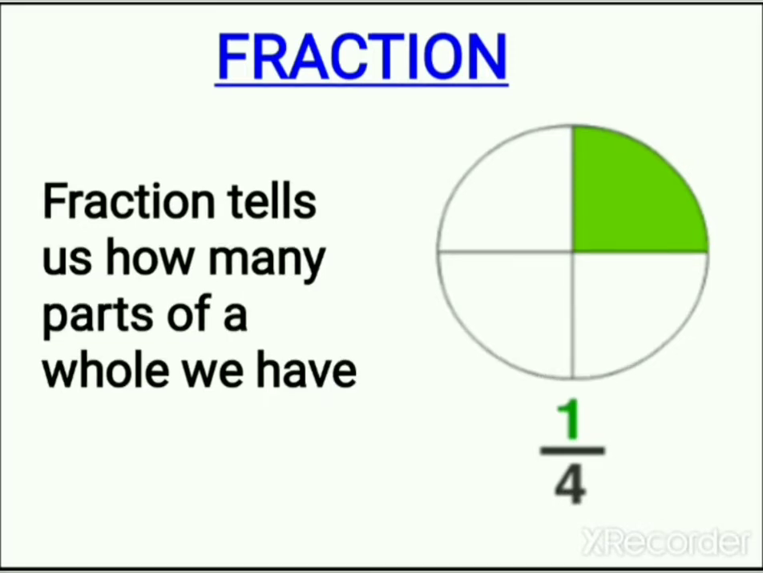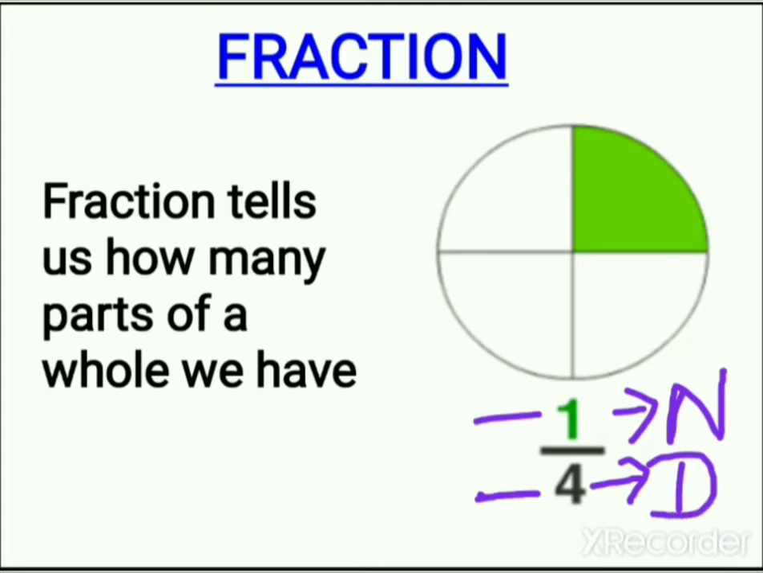What is a fraction? A fraction tells us how many parts of a whole we have. Here, the fraction of the colored part is 1 by 4, meaning out of 4 parts, only 1 part is colored. In a fraction, the top number is known as the numerator and the bottom number is known as the denominator. So, 1 by 4th part of this figure is colored.